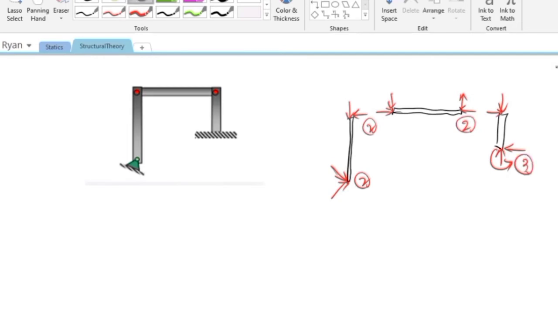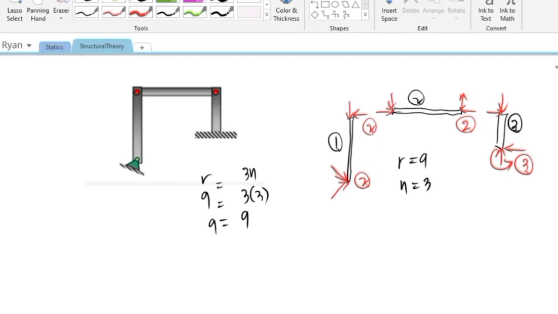Solving for the relationship of, so the number of members, we have 1, 2, 3. So, R and the 3N. So, our reaction is equal to 9 and N is equal to 3. So, solving for the relationship of the R to the 3N, this is 9, 3 times 3. 9 is equal to 9. Meaning this is statically determinate.